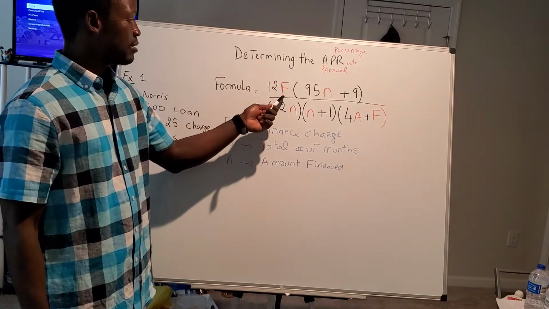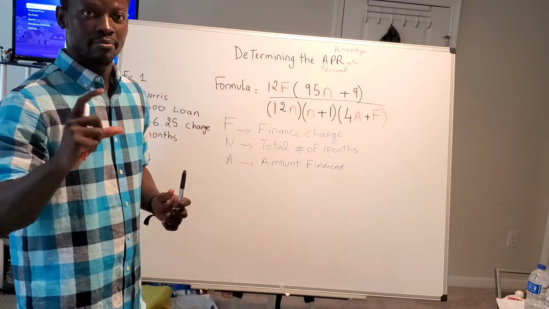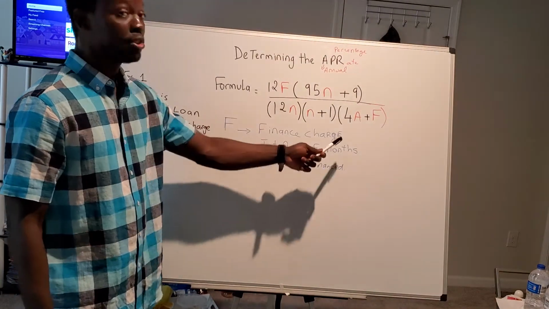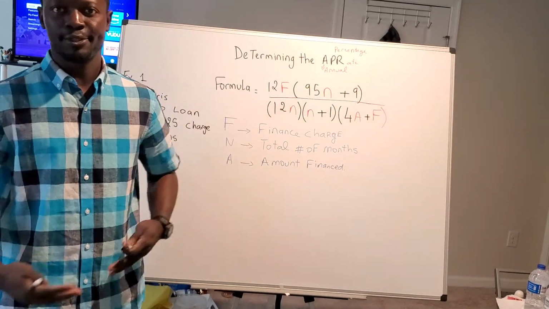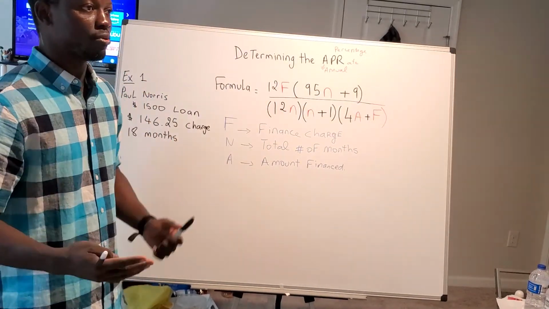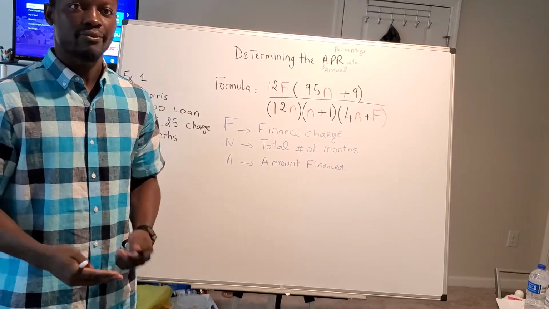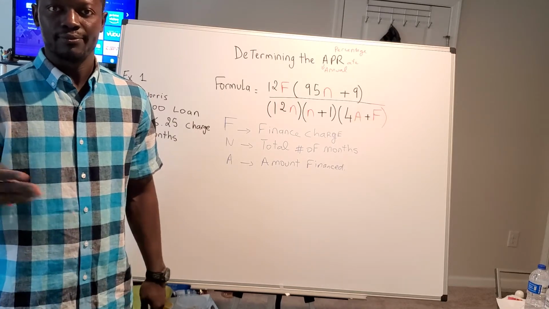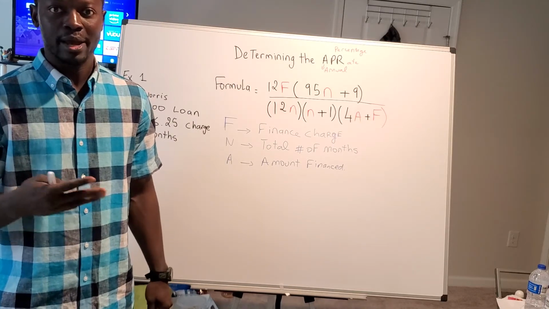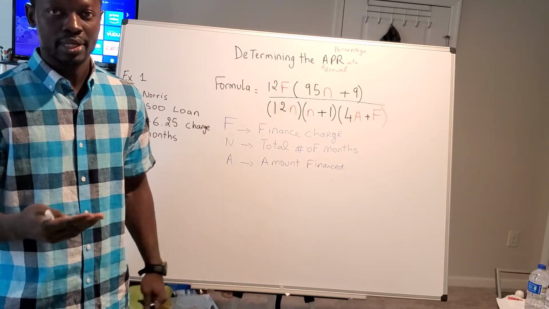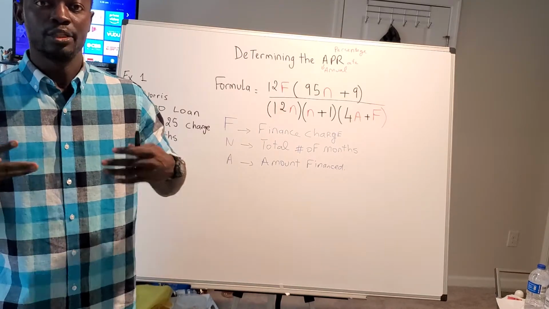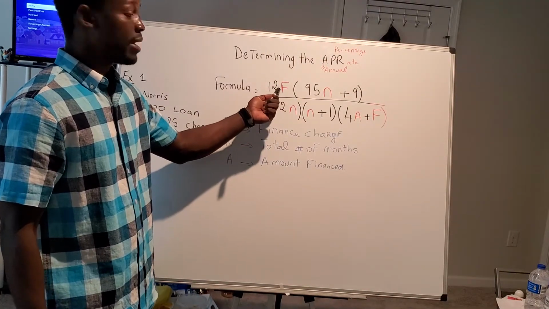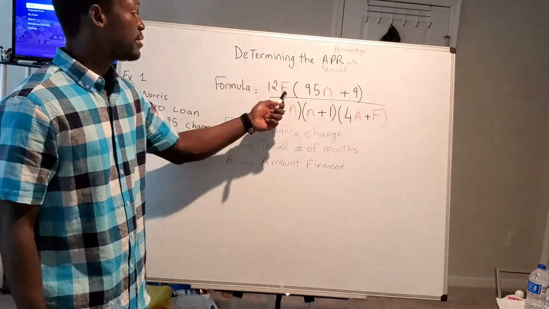This is 12. Again, all the variables have been put in red, right? So F is finance charge. Finance charge is how much you are paying extra for the loan you're getting. So if I borrow $1,000 over the course of a 2-year loan or 5-year loan, I might be paying $400 extra, right? So that will be my finance charge for the loan amount that I'm getting. So that's what you put here, finance charge. Again, if there's no space, it means it's multiplication. So this is 12 times F.